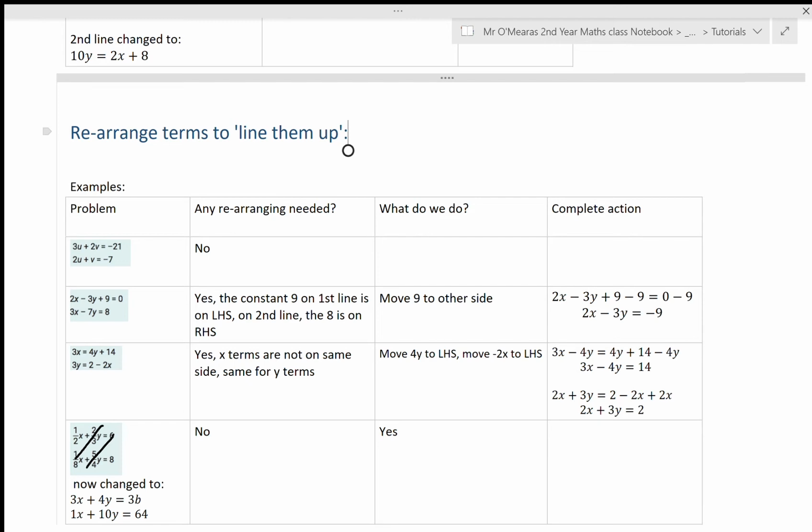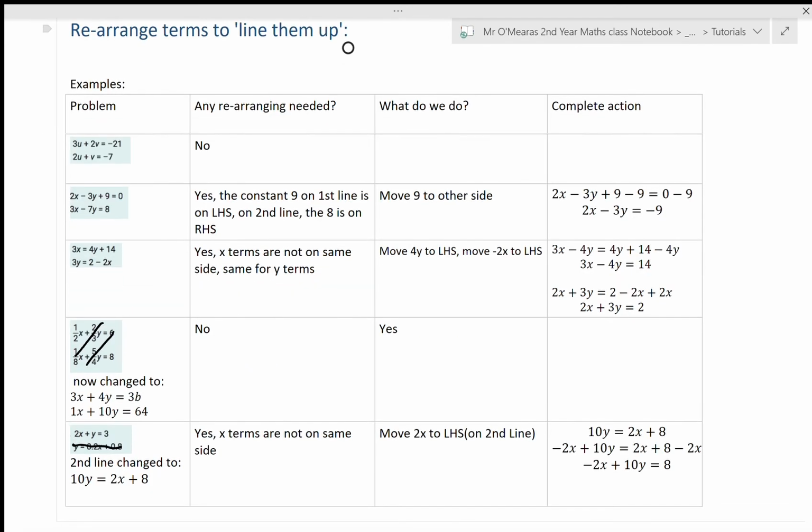So that's that sorted. On the next one, again in this situation we have the x's, then an equals, then y, then a constant, and then it's completely different on the second line. So the x terms are not on the same side, and the same for the y terms. They're not on the same side of the equal sign. And that's the focus. It's all about what side of the equal sign they're on.